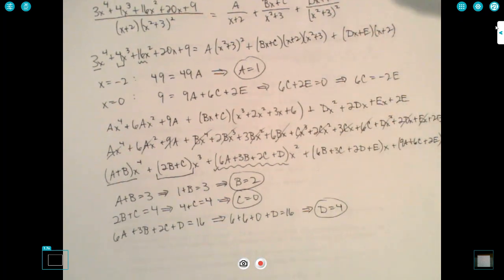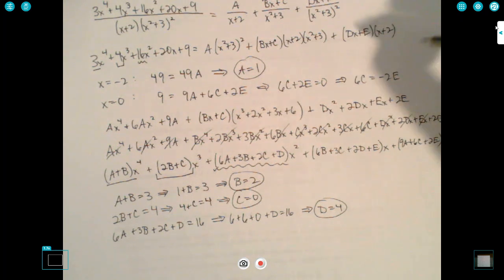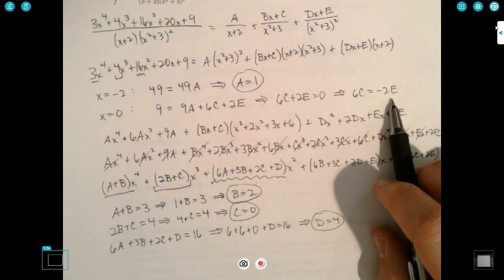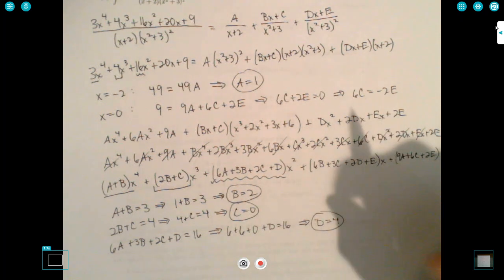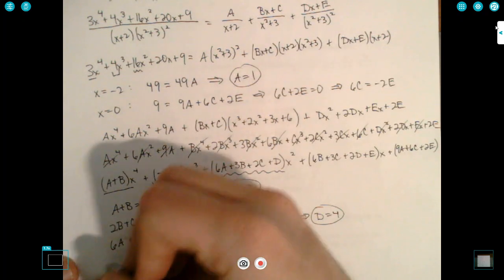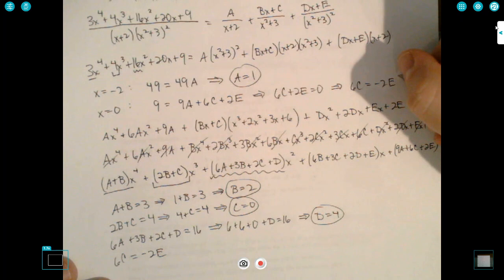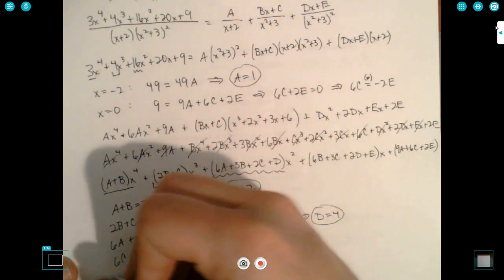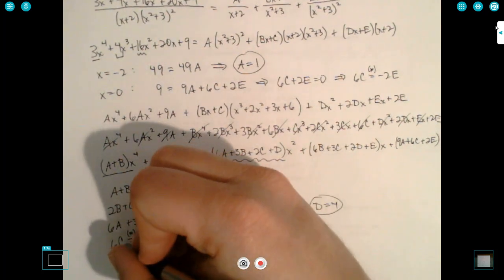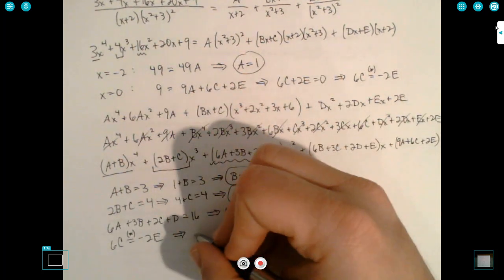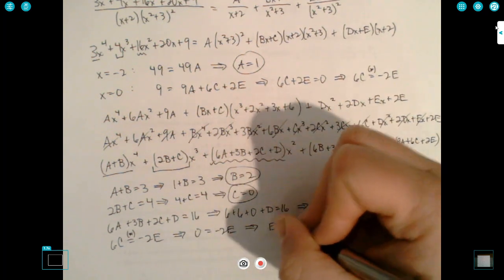And then e, I can get from a couple places, right? I could get it here, I could get it here, or I could get it from this relationship. I know that 6 times c equals negative 2 times e. Well, c was 0. So 0 equals negative 2 times e. So let me say 6c equals negative 2e. Maybe I'll put a little star on this one. Right? So 6c equals negative 2e. I now know that c is 0. That means e also has to be 0.